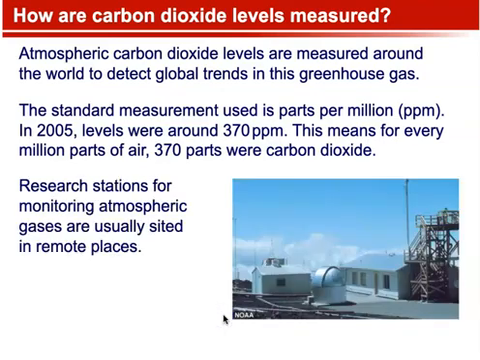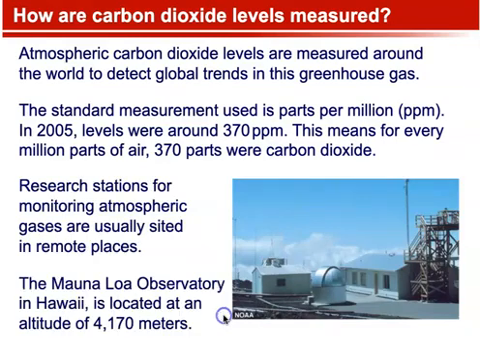Research stations for monitoring atmospheric gases are usually sited in remote locations. The Mauna Loa Observatory in Hawaii is located at an altitude of 4,170 meters. Talk about remote.